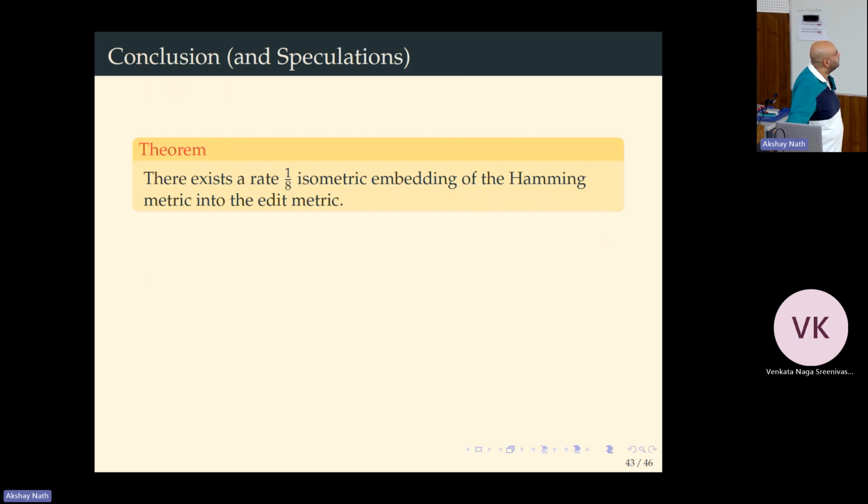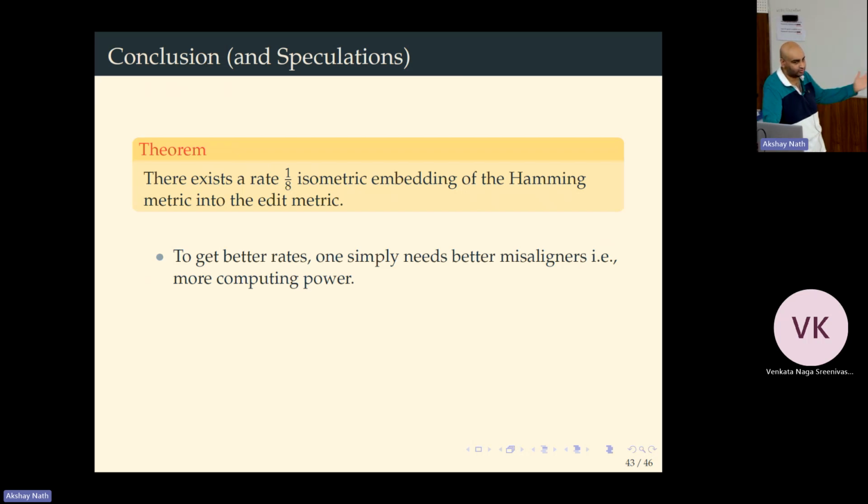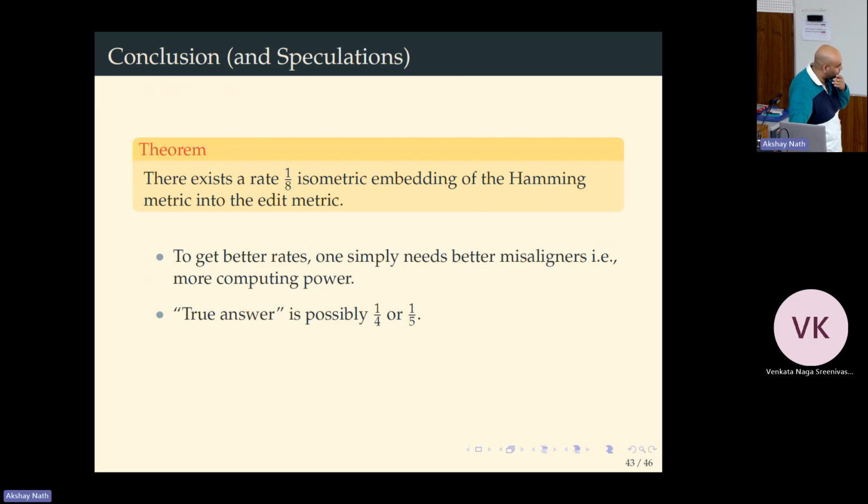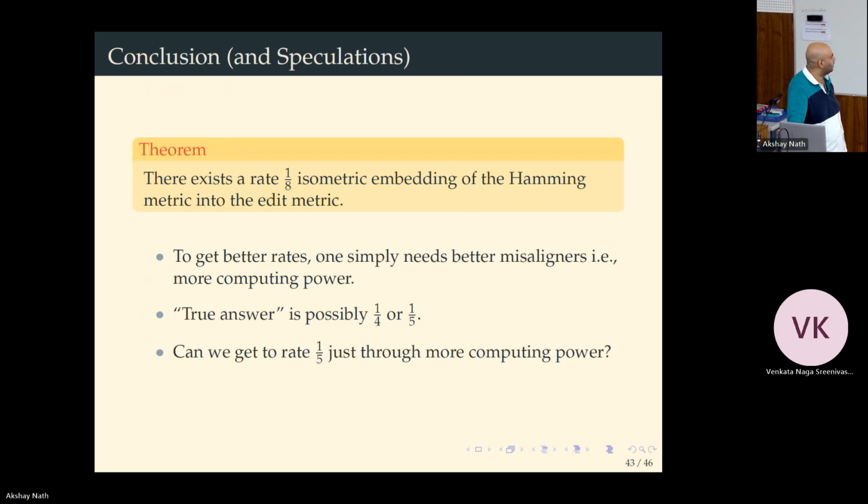So the point you get is there's a 1/8 isometric thing. If you give me several more years, I think it can be made 1/7 with just running the same code. And I think the true answer is probably 1/4 or 1/5. I don't think we can get 1/4 with this framework, but 1/5 maybe with enough atoms in the universe, should be doable. But let's talk about the other side of things.